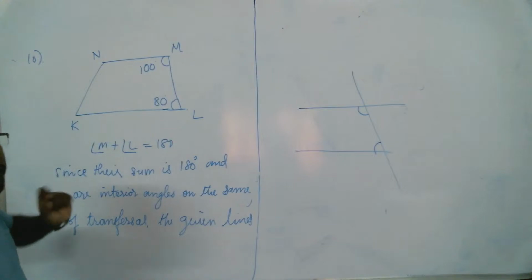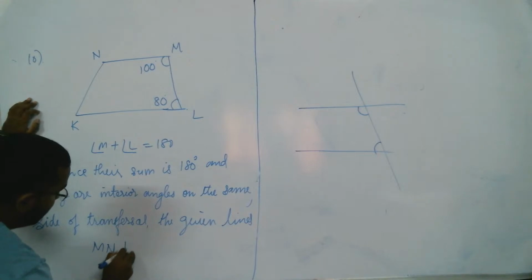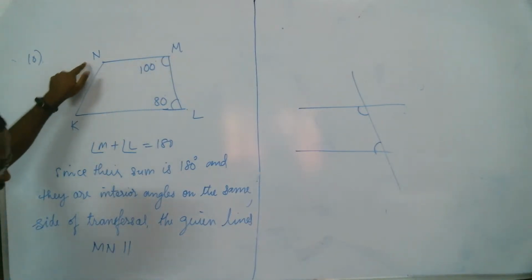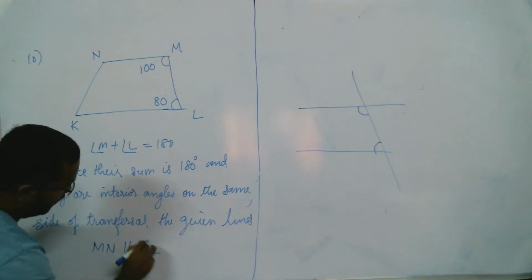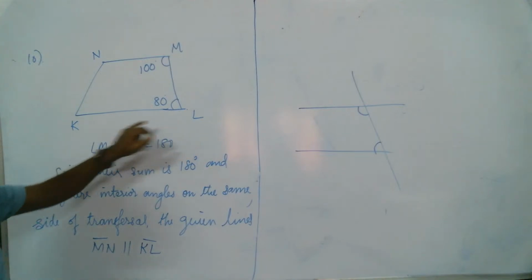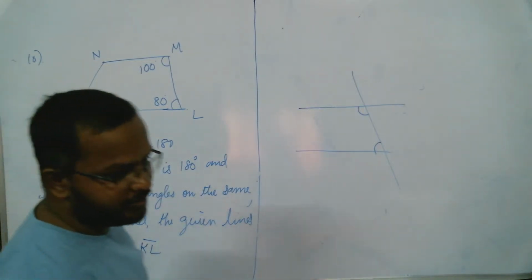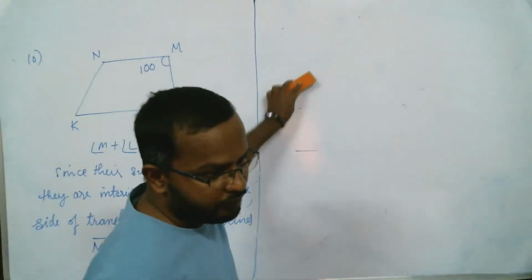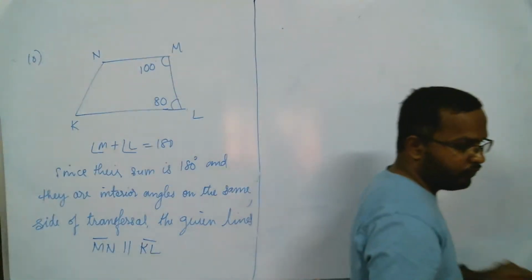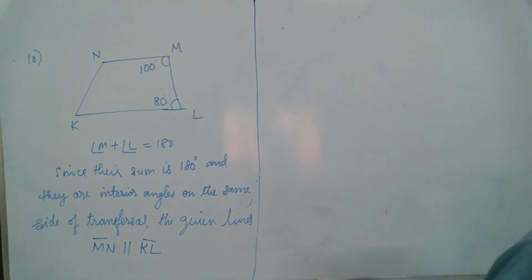So that's why, which two lines are parallel here? The given lines, that is, MN is parallel to KL. This line segment ML is parallel to KL. Okay. So here you have to use the properties of parallel lines. You can take the right adjacent angle also, fine.